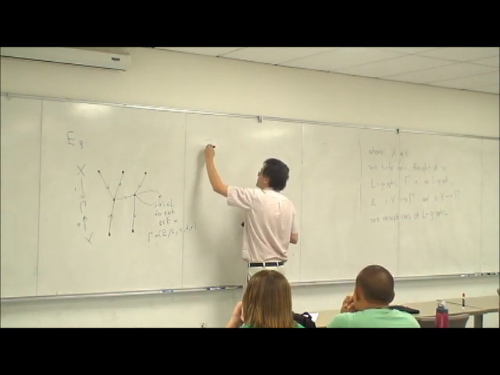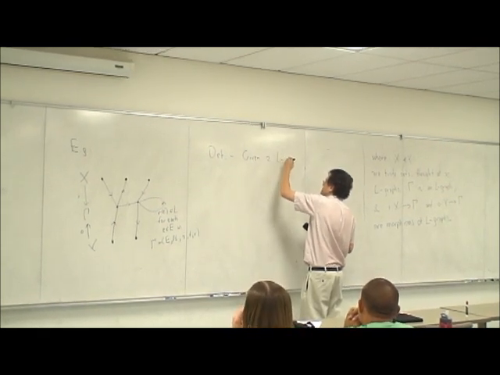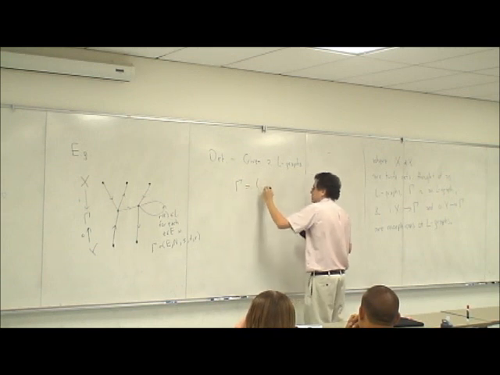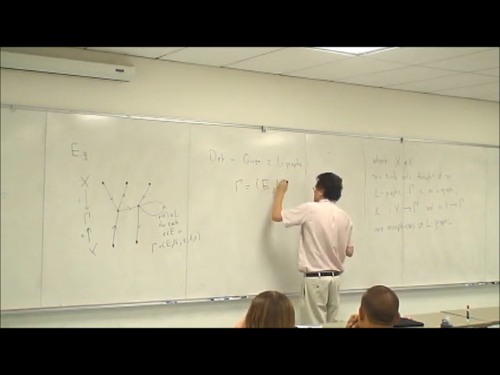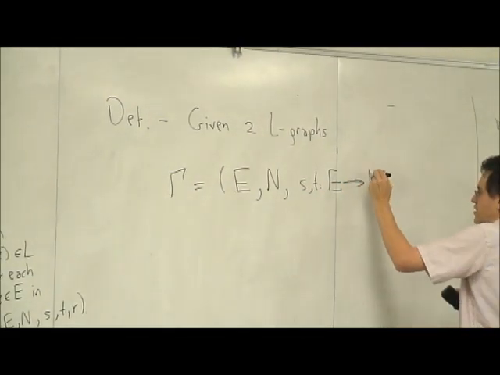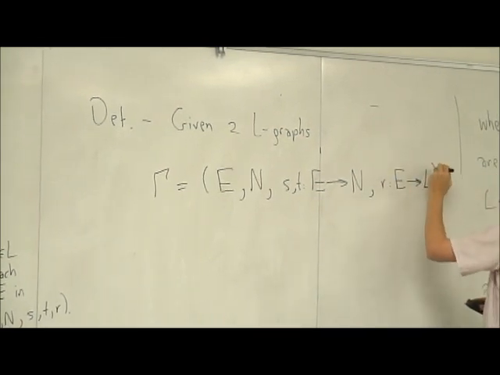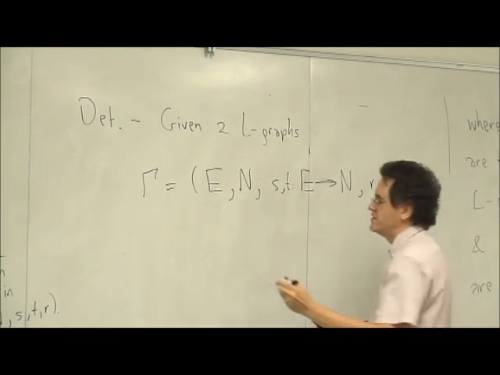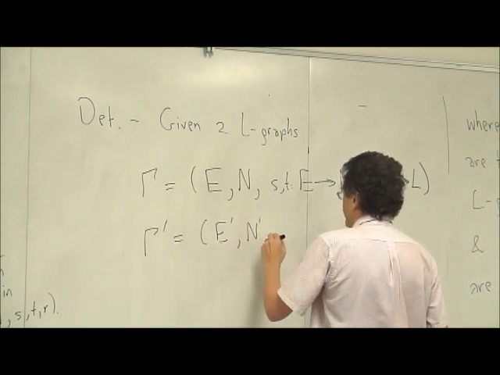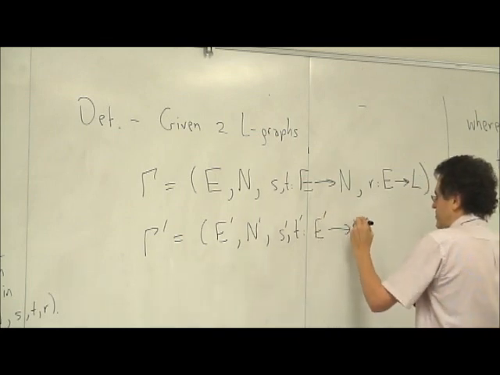So say we're given two L graphs. Each one of them is a big fat pile of stuff, right? So it's a set of edges, a set of nodes, source and target maps, assigning to each edge a node, and a labeling, assigning each edge an element of this fixed label set L. There's one, and then there's another one, and I'll just write that with primes on everything. Except for the L, it's the same L.